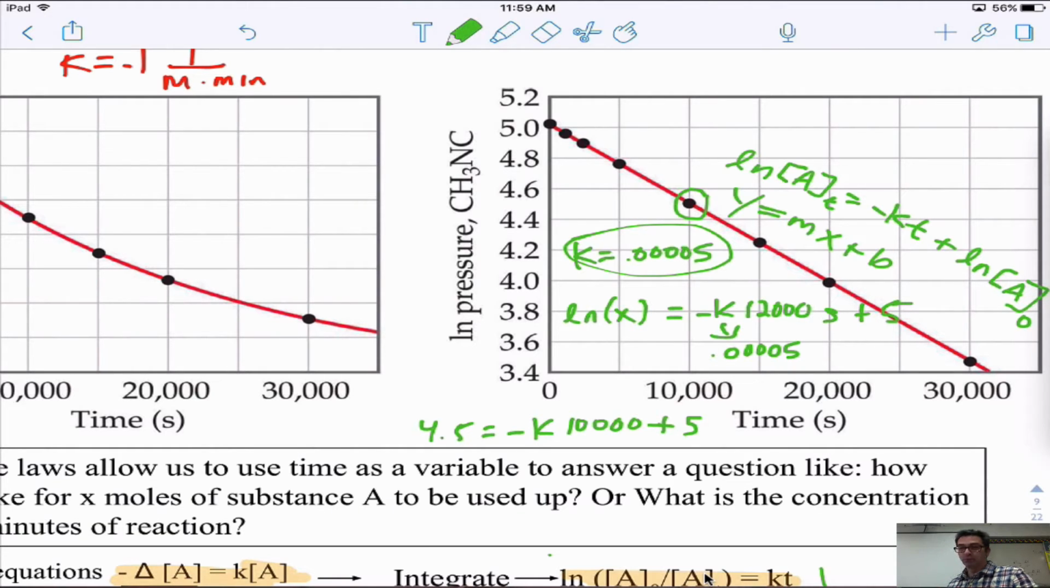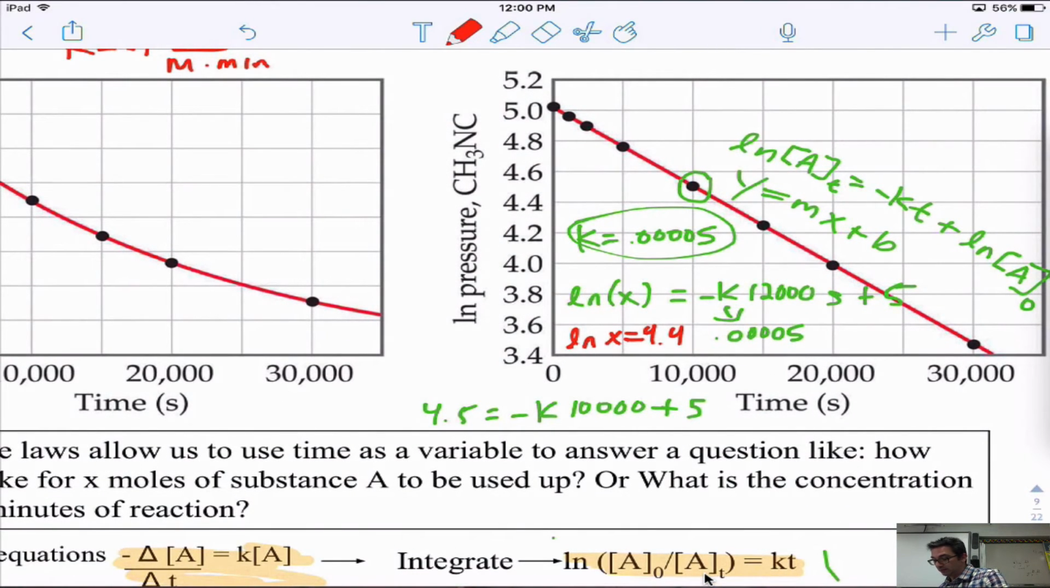So we have 4.4. So now we're going to have ln of x, and we'll do this in red just to highlight it. When I solve for this, I get ln of x equals 4.4. And now I need to figure out what that is by doing the anti-log of that. And so if I go e to the 4.4, I get 81.4, and that's my pressure. And so my pressure would be 81.4.